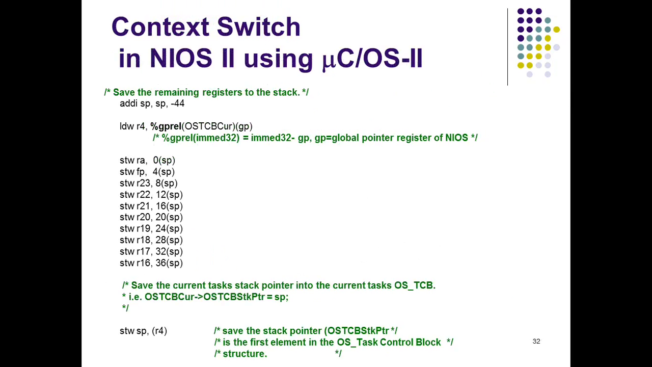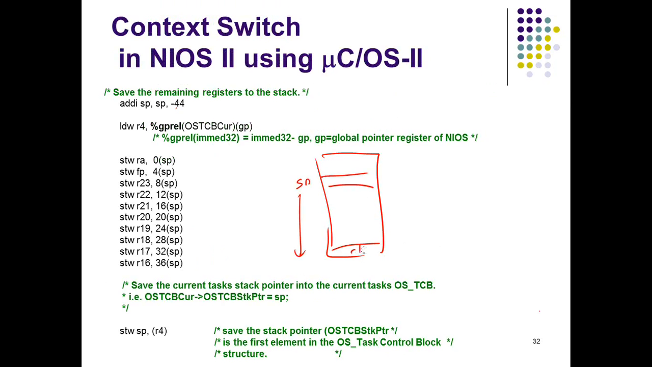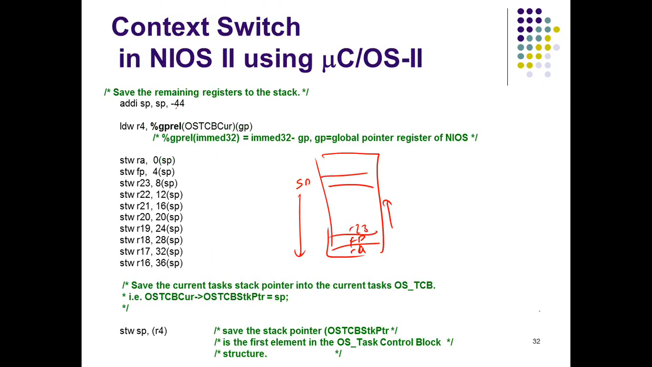And this is the same example in NEOS, so basically exactly the same idea. You have a stack pointer, which points to some location in memory. I'm decrementing 44 from it. Then I'm going to store R6, RA, frame pointer, R23 going up.